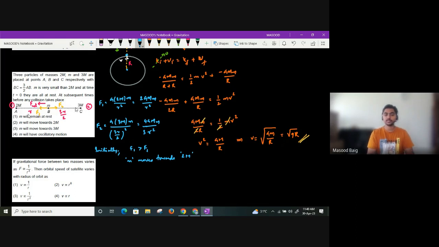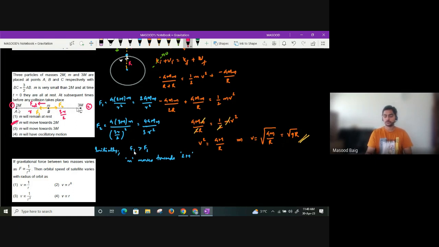Force due to 3m will decrease, guys. So what is going to happen? It will continue to move in this manner only. So m will be moving towards 2m before it collides with 2m. As small m moves towards 2m, force of attraction due to 2m will increase. Force of attraction due to 3m will decrease. So what is going to happen? It will further move towards 2m only.